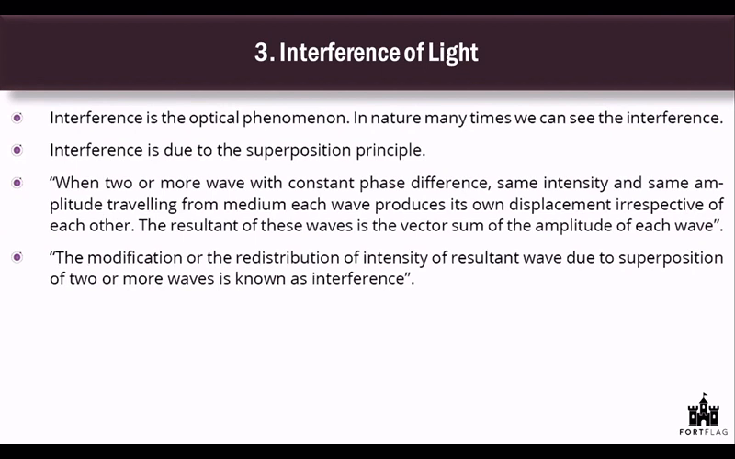The important topic is interference of light, what we studied. It is an optical phenomenon in which there is a superposition of different components of light. When there are two or more waves with a constant phase difference, with the same intensity and same amplitude, traveling in a medium, the resultant amplitude will be the vector sum of each amplitude.